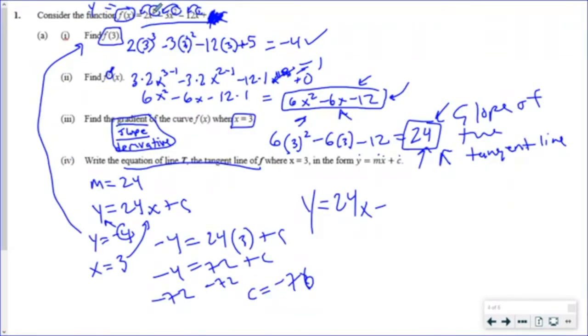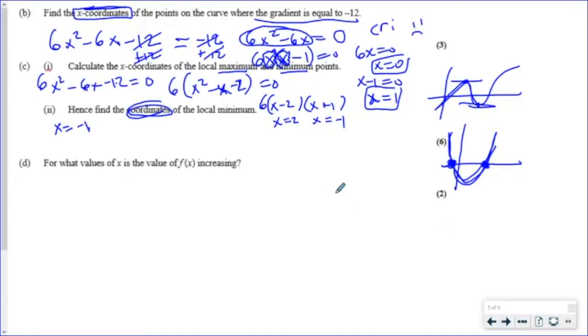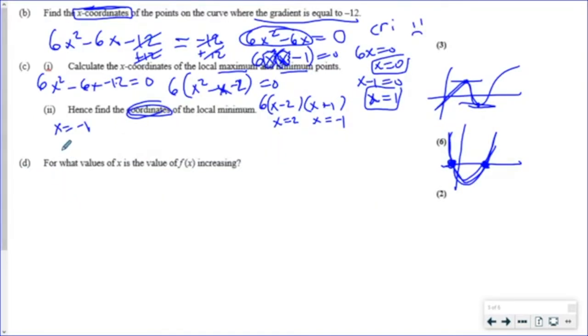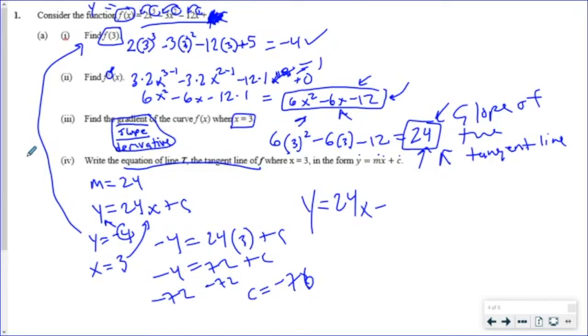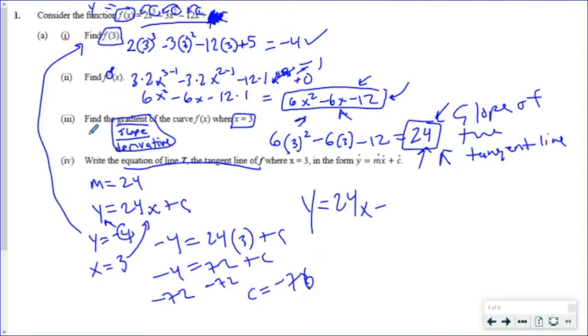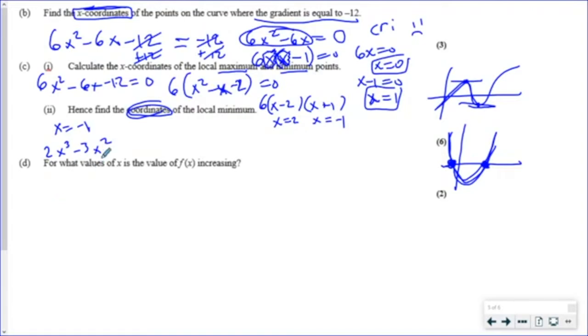This one. 2x cubed minus 3x squared minus 12x plus 5. Yeah, that's a plus 5. So plug in negative 1 back into the equation right here. And if you do that, you will get your coordinate. Just put in this wherever you see x.